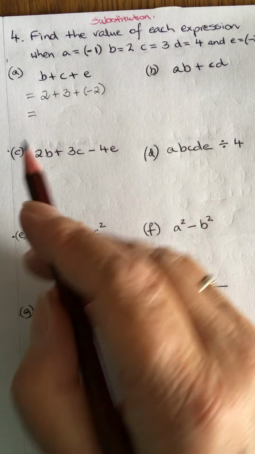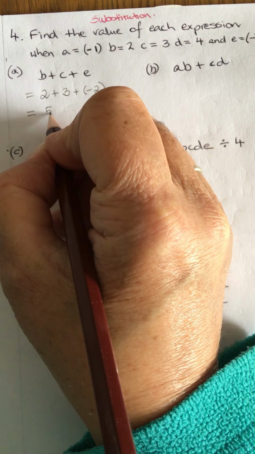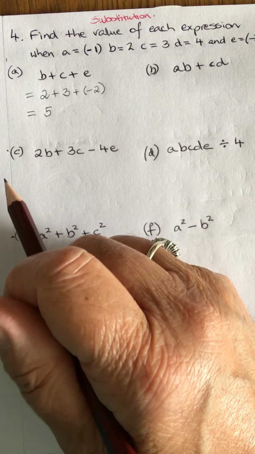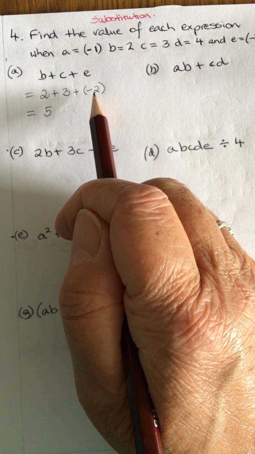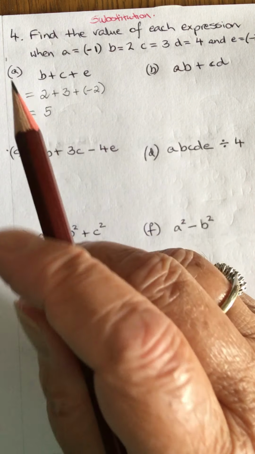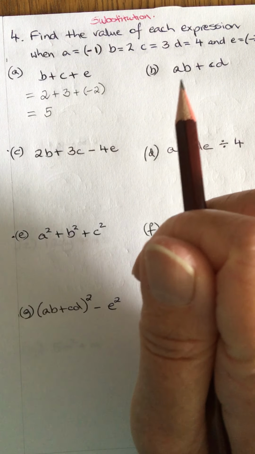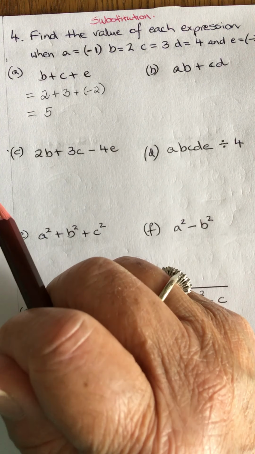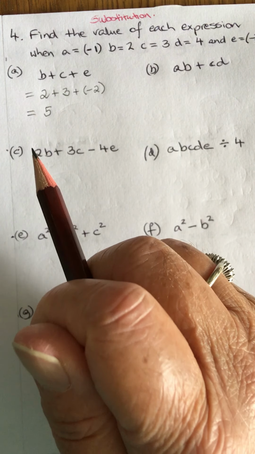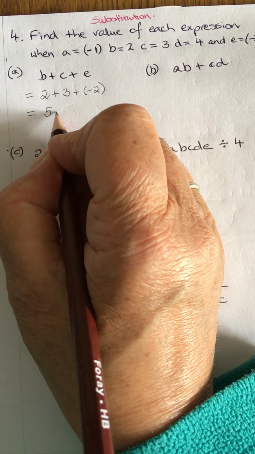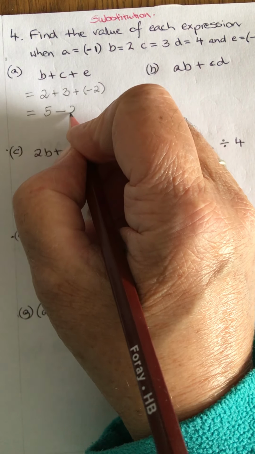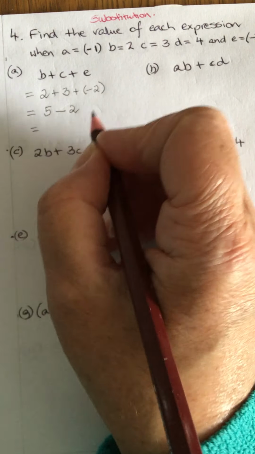2 add 3 is 5. And then we have plus -2. Okay, so adding a negative. When you're adding a number, you go to the right along the number line. When you're adding a negative number, you go to the left along the number line. So adding a negative is the same as taking away or subtracting. So we're going to subtract 2. So 5 subtract 2, the answer is 3.